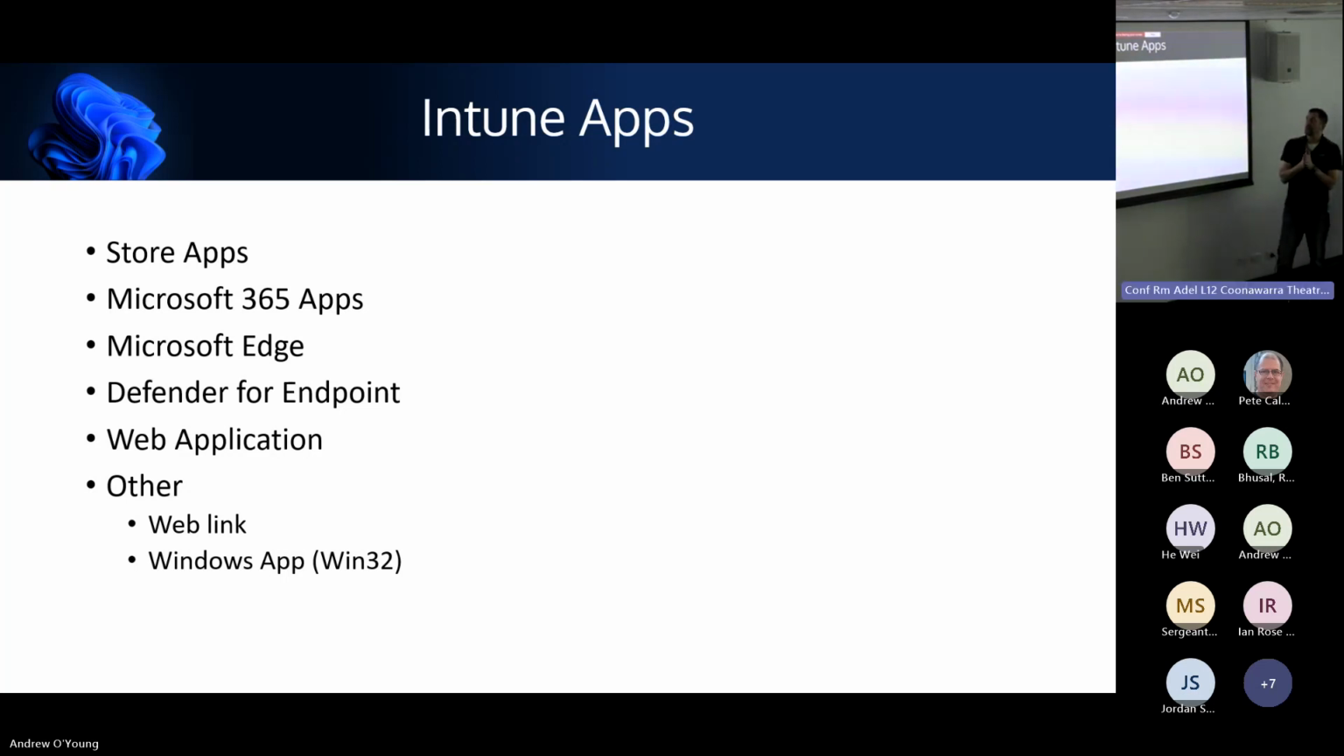So the different types of apps that we can package are all here on the screen. Store apps are any of the apps that are either inside the Microsoft Store, the Android Store, or the Apple Store. Microsoft 365 apps: Microsoft have already pre-packaged all of their Office 365 apps, so you can go in there, set the particular settings that you need, hit go, and then it comes. Very nice way of doing it. Packaging up Edge, Microsoft Edge, they've done the same thing for us. Defender for Endpoint, that's just for Mac OS, because Windows already has Defender for Endpoint built in.